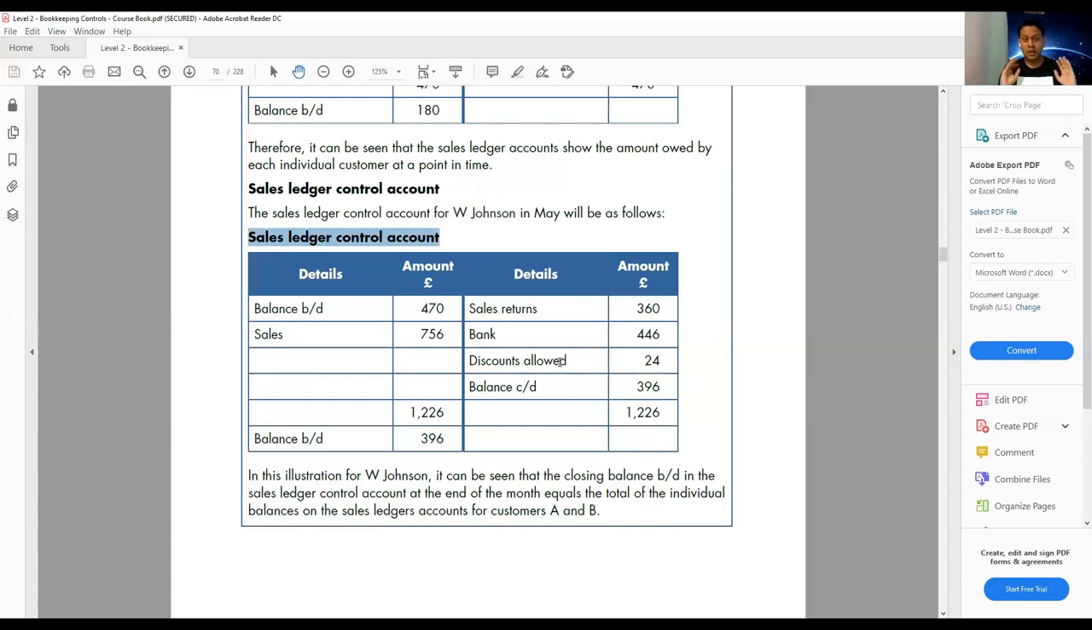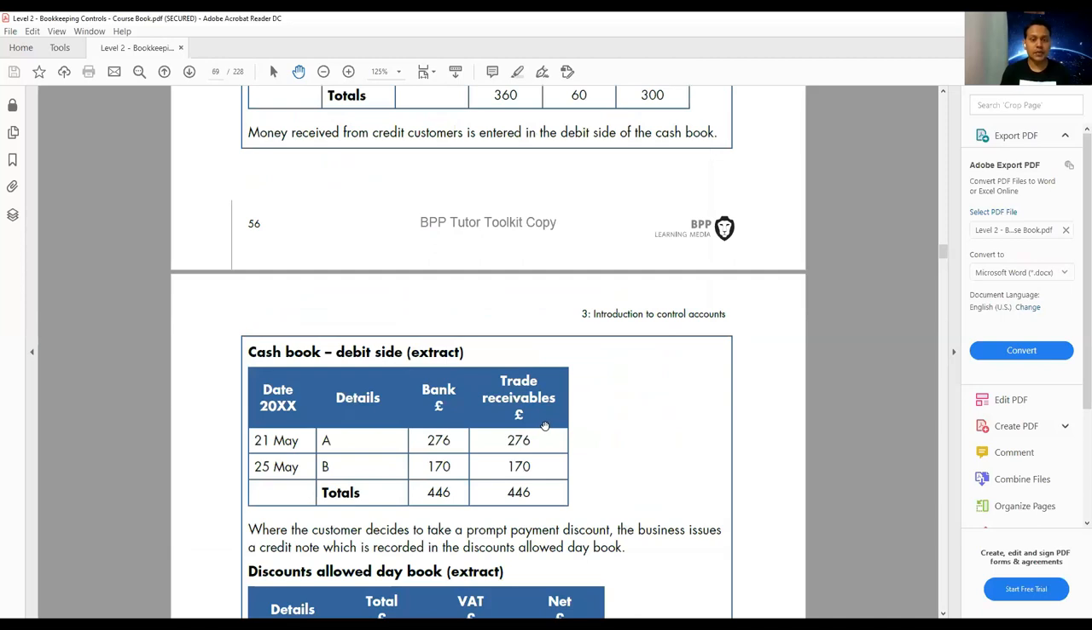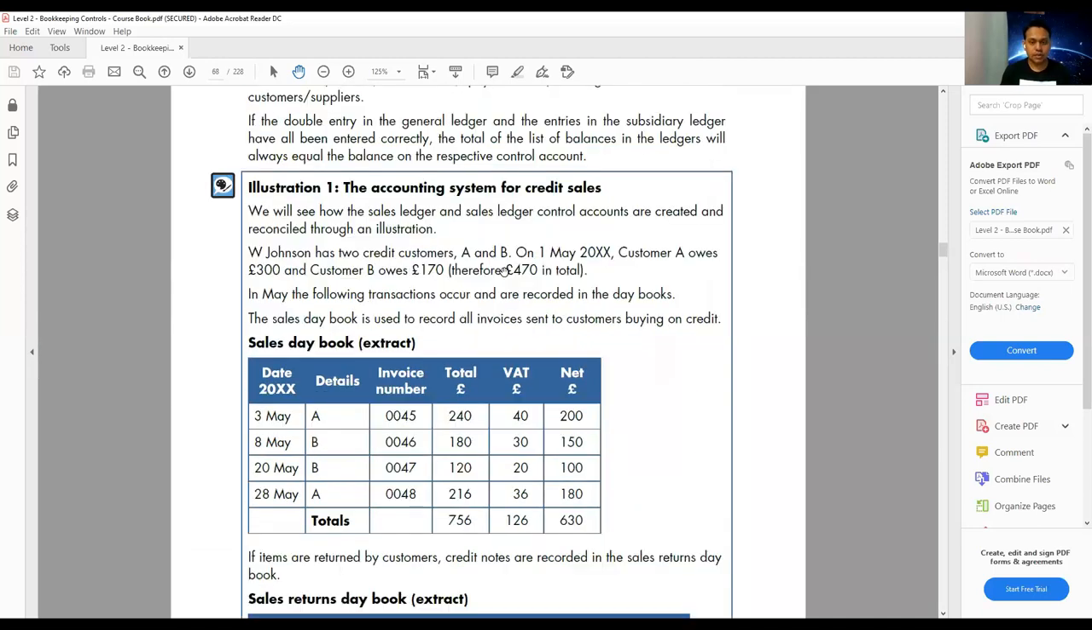Sales ledger control, total balance. Left hand side is the debit side, right hand side is the credit side. Now the opening balance is 470. That is the total. I'm only going to take the total balance. If you go back to your question, you see the total balance outstanding from two customers, 470. Now I'm going to take only the total balance.